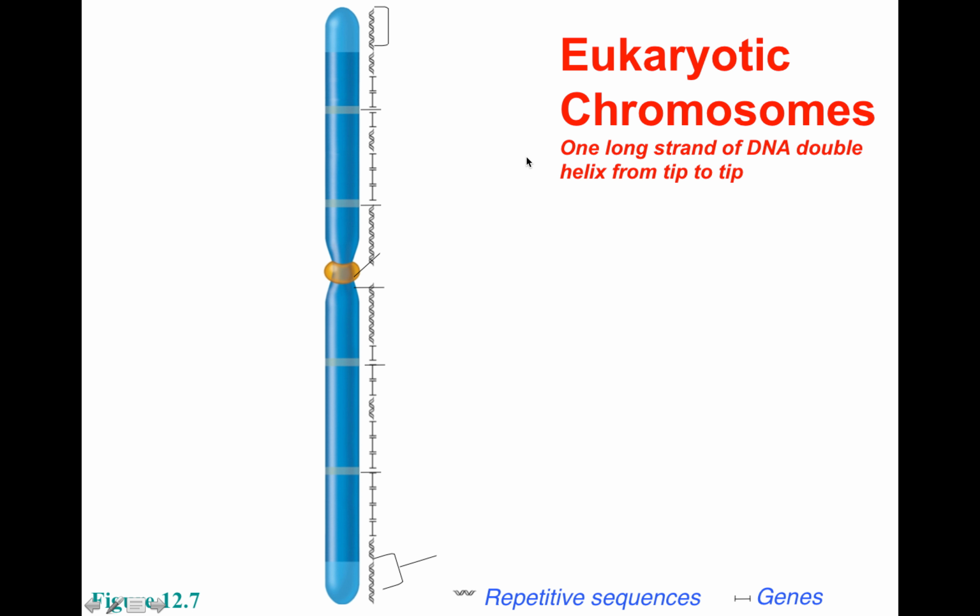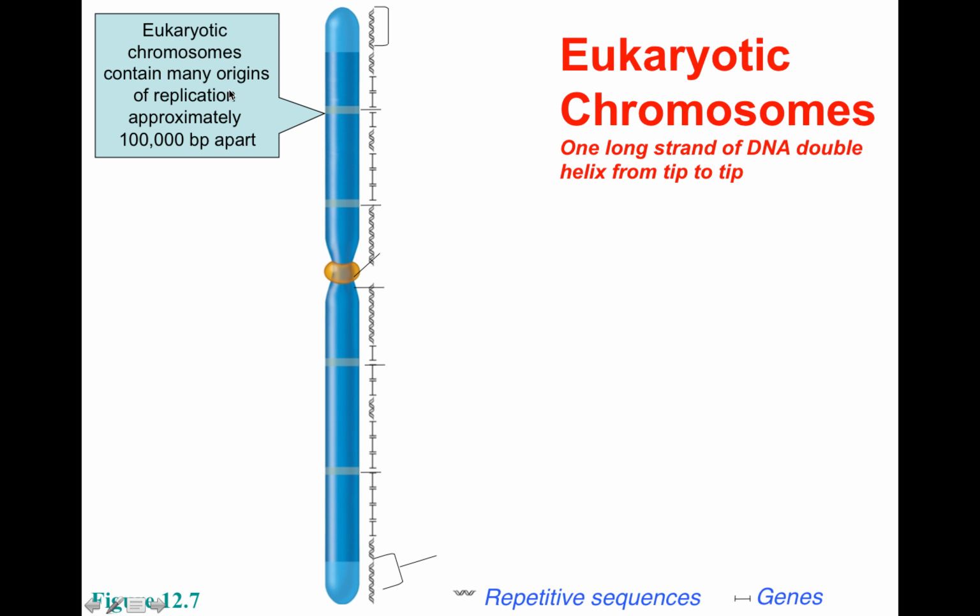A eukaryotic chromosome is one long strand of double-stranded DNA from tip to tip. The short arm is usually referred to as the P arm, and this is the Q arm of a chromosome. And remember, there's one long strand of DNA that's wound around from tip to tip without a single break.